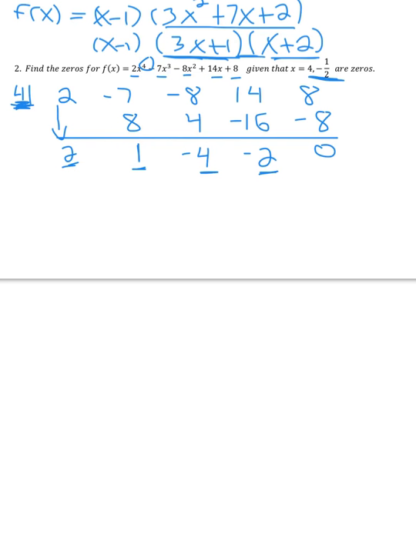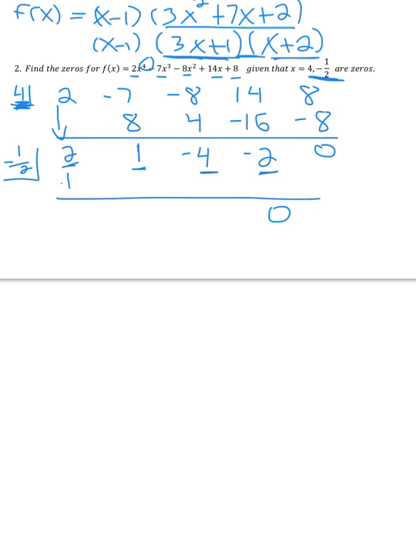Now, this bottom line right here, this is a degree of 3. So now I want to use synthetic division, but I'm going to use the other 0, negative 1/2, so I can get this bottom line to be a degree of 2. So let's use synthetic division with the negative 1/2. I'm just going to continue. Okay. And again, I should get this remainder to be 0.